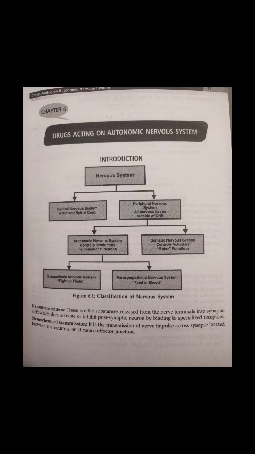Then we have the classification of cholinergic drugs. They are classified according to the mode of action. Cholinergic drugs are divided into directly acting and indirectly acting. Directly acting drugs are alkaloids and esters. Among alkaloids we have muscarine, nicotine, pilocarpine, and among esters we have acetylcholine, methacholine, and carbachol. Indirectly acting drugs are reversible and irreversible. Among reversible we have physostigmine, neostigmine, and pyridostigmine. Among irreversible we have organophosphates, parathion, and diflos.